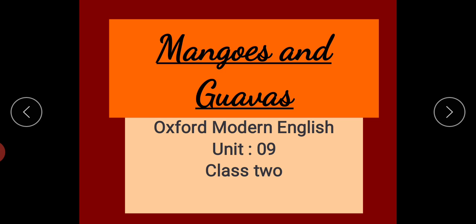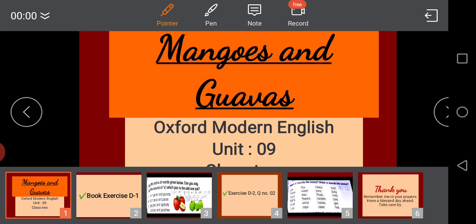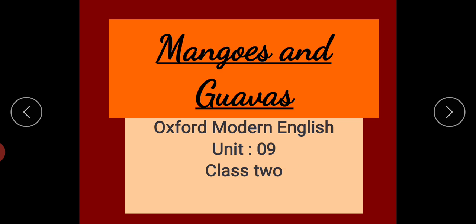As you know, nowadays we are studying Mangoes and Guavas from the Oxford Modern English book for class 2. Here it is unit 9 from your book. So we have to start its book exercise D1.